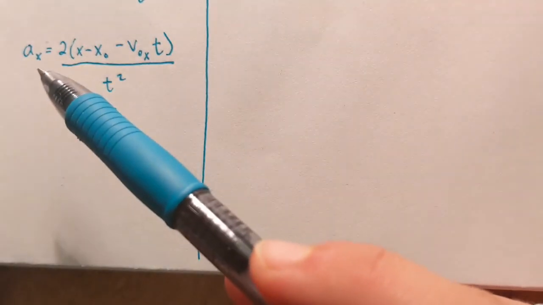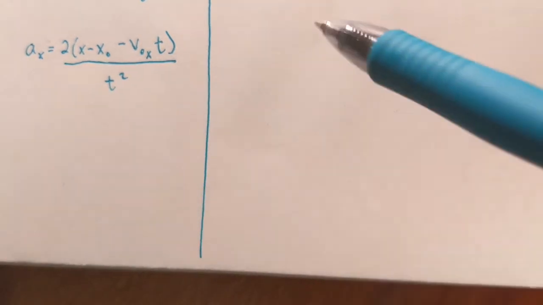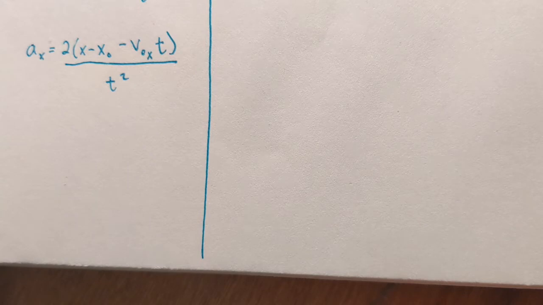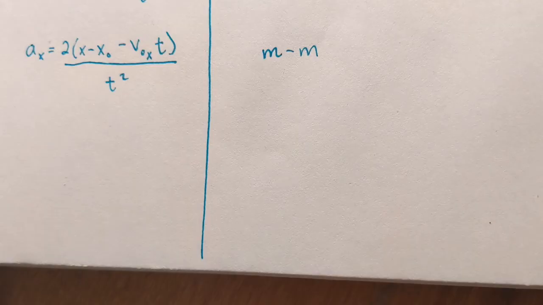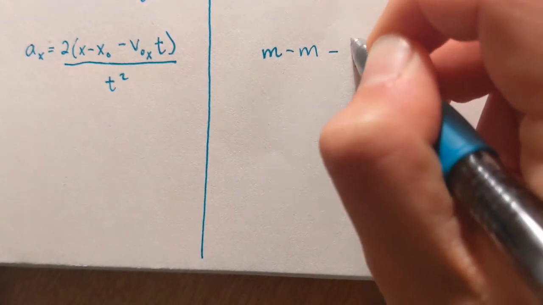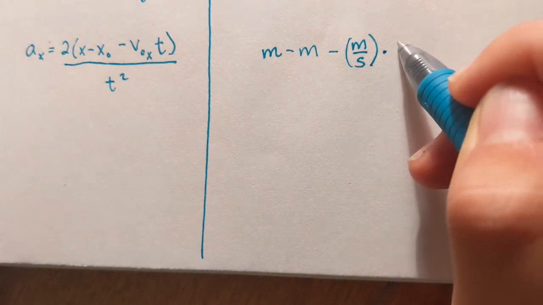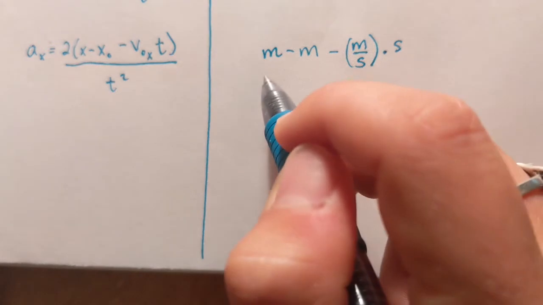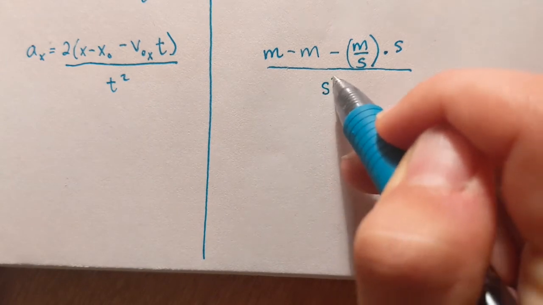Alright, from the second equation, we solved for acceleration, and we got this. So let's check if we solved it right by checking the units. The number 2 does not have any units, so I'm not plugging in anything for that. x has units of meters. x naught also has units of meters. V naught x is a speed, so it is measured in meters per second. And t is time, that's measured in seconds, so multiplied by seconds. Okay, and on the bottom I have a t squared, which is time squared, so the units are seconds squared.